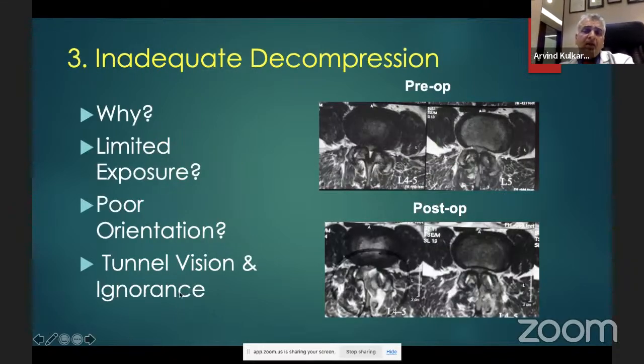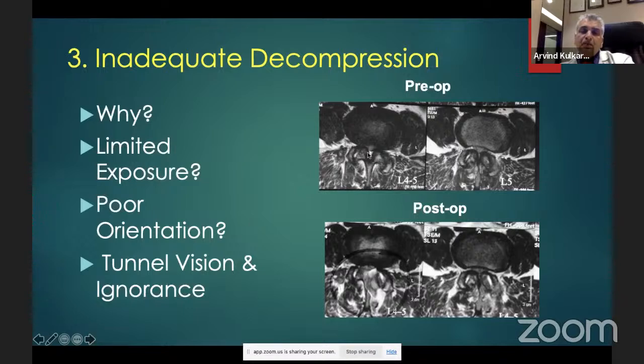Next would be inadequate decompression. This happens because of poor knowledge, poor skills, minimal experience. It is not because of limited exposure, because the tube has a lot of properties. The tube is very versatile. So this basically happens if you are not skilled enough, if you are not trained well, if your orientation is poor, and if you feel that the tube only provides you a tunnel vision.